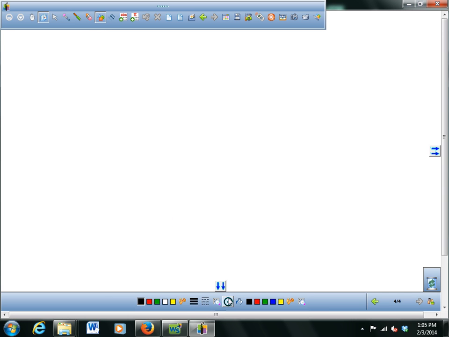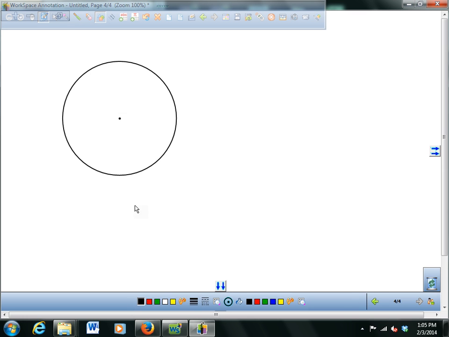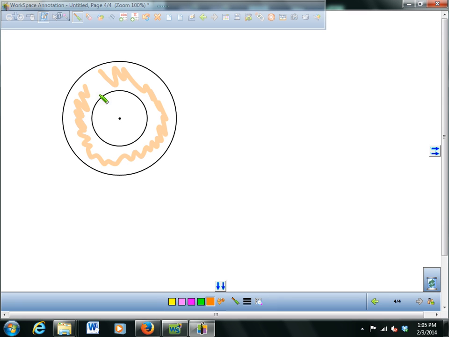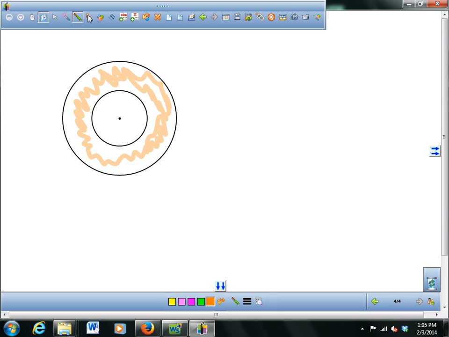Okay, so this is when you have two concentric circles like that. The shaded region in between those two circles, now I'm going to have to take that iPod away, the region in between these two circles has a name, and that is called an annulus. Yeah, that's called an annulus.